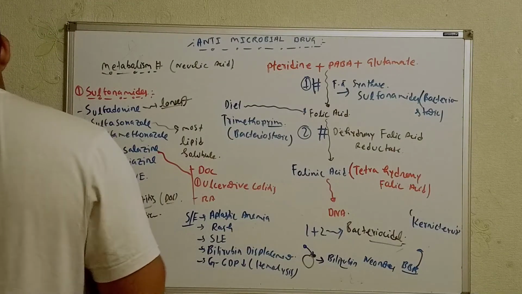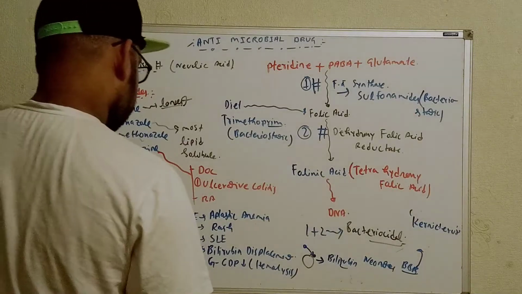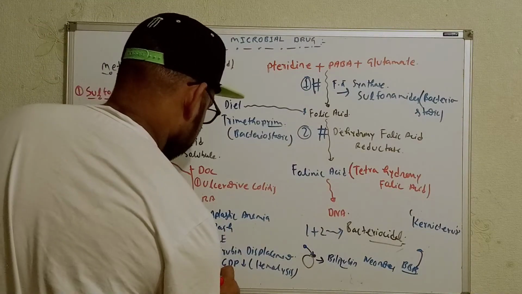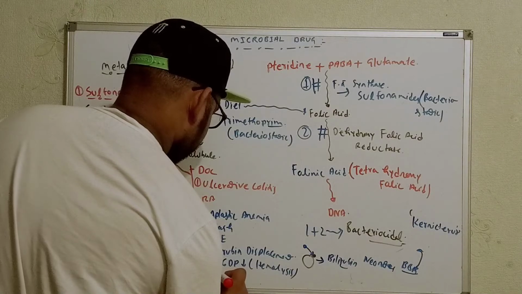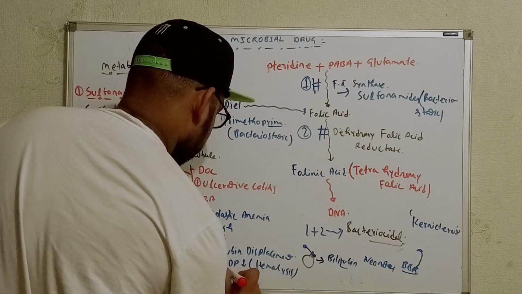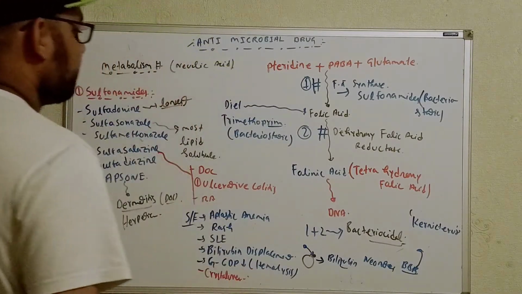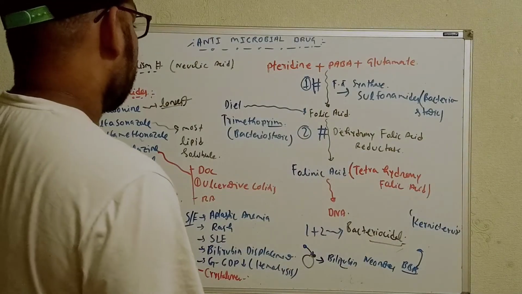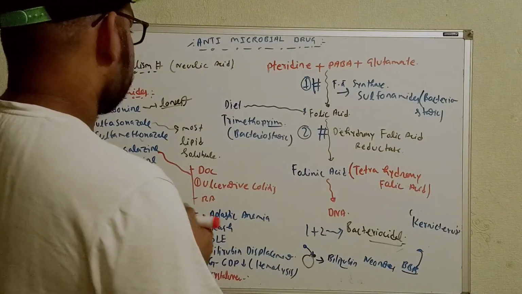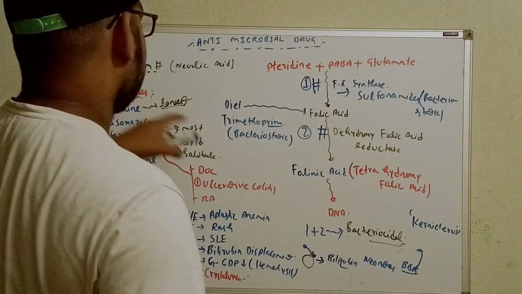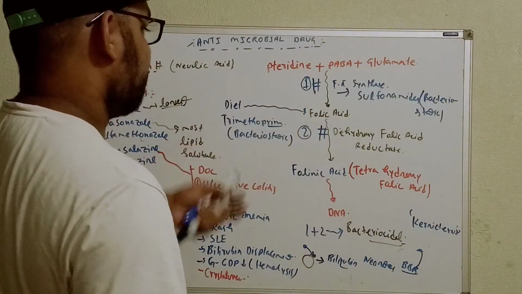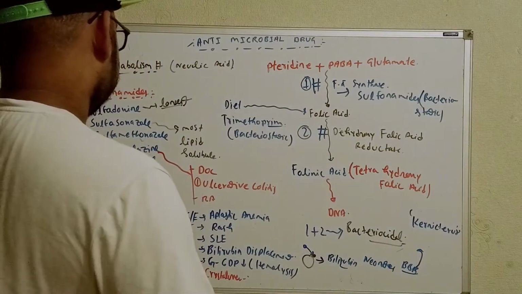Along with that, you can remember crystalluria. Yes, they can also cause the formation of crystals in the urine. Now we'll talk about combinations of some drugs with sulfonamide, such as trimethoprim or pyrimethamine.